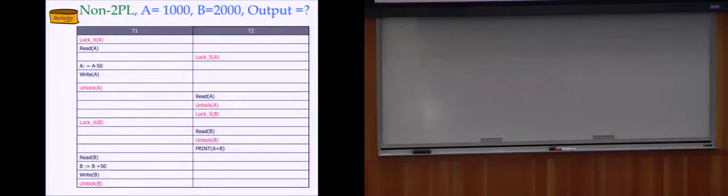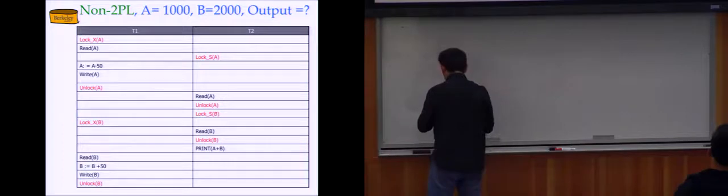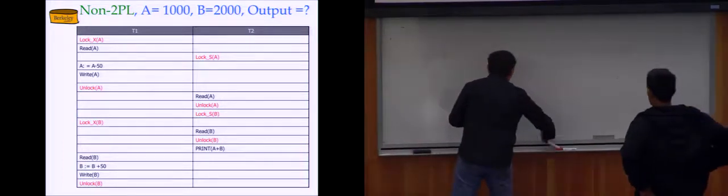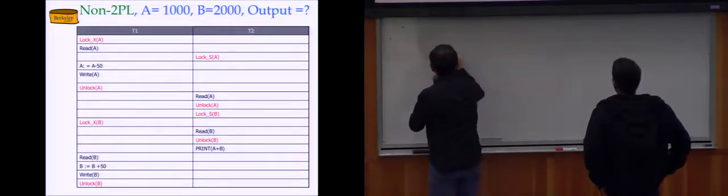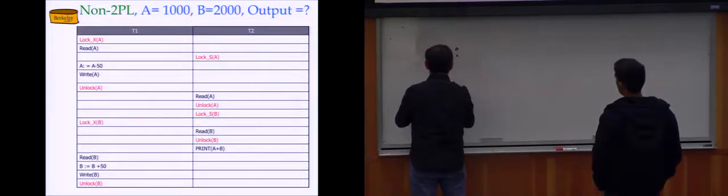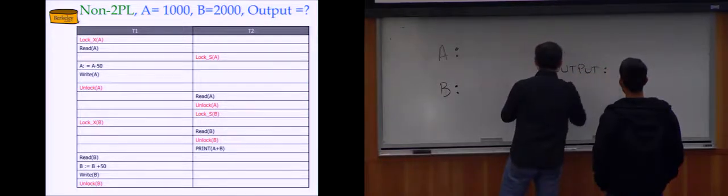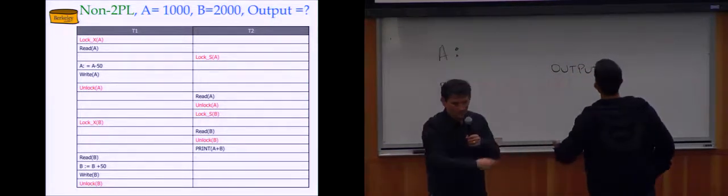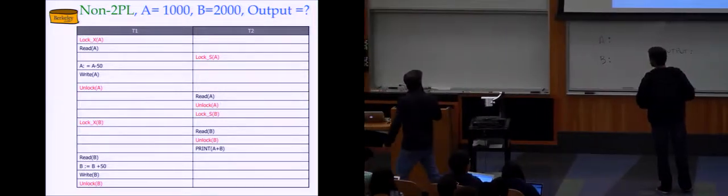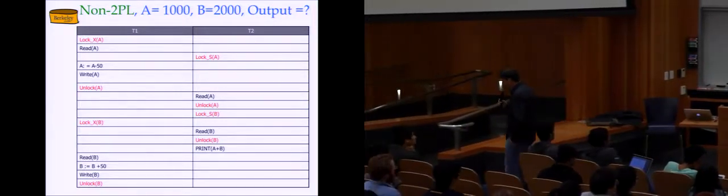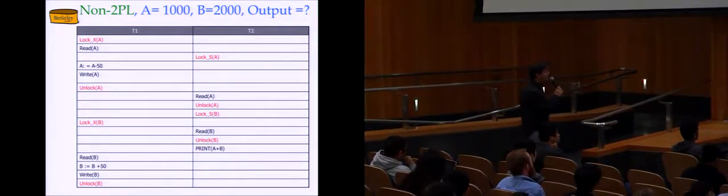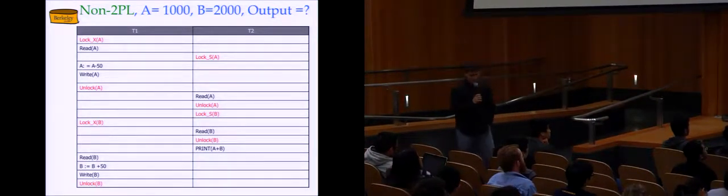All right, we're going to need an A value, a B value, and an output value. I think. Yeah. Okay, right, nice and big. Okay, so the first thing we're going to do is T1 is going to get an exclusive lock on A, and it's going to read A. Oh, A starts out at 1,000, and B starts out at 2,000. Will you put those in?